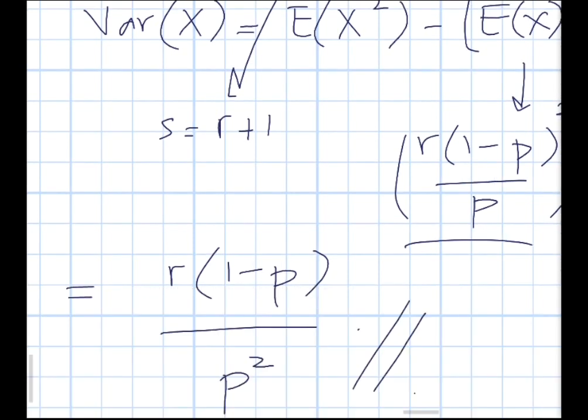This is just for the simplification and some decorations here. This is it for the variance of a negative binomial random variable.